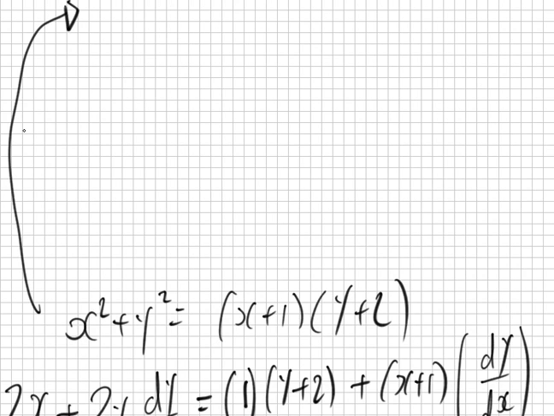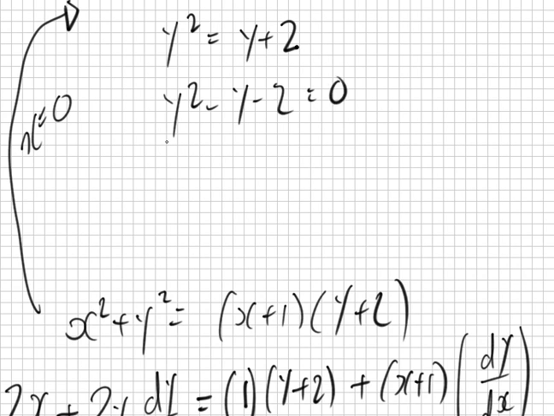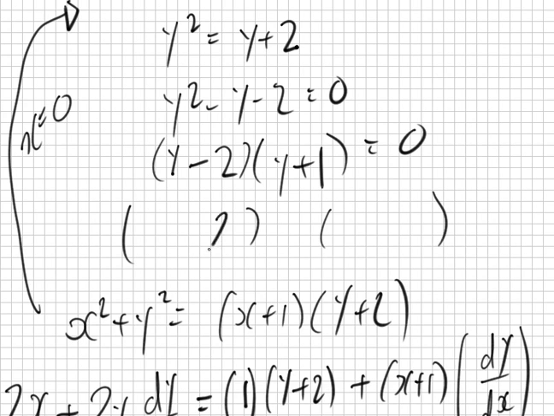So if I make x equal to 0, I'll get y squared equals y plus 2. So y squared minus y minus 2 equals 0. So I have my 2 here. That'll be (y minus 2)(y plus 1). So I get two answers: 2 and minus 1 for the y.